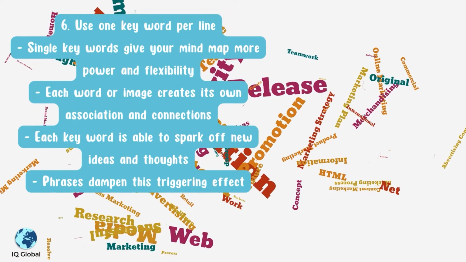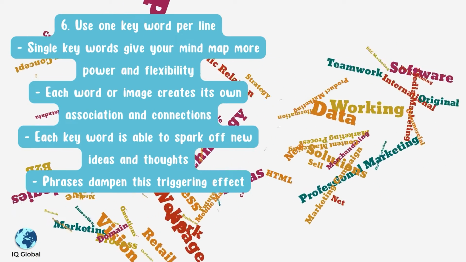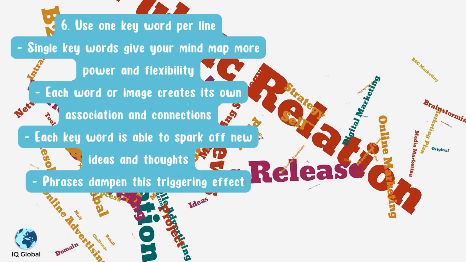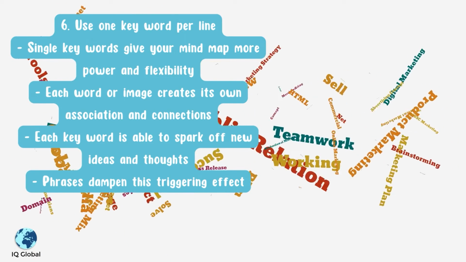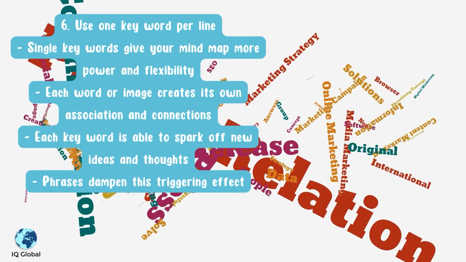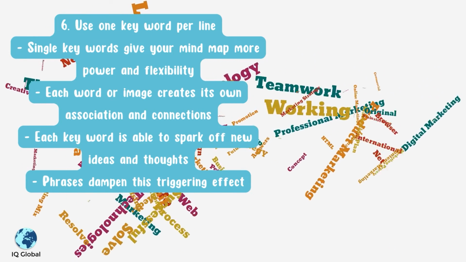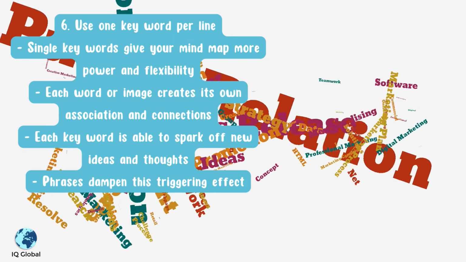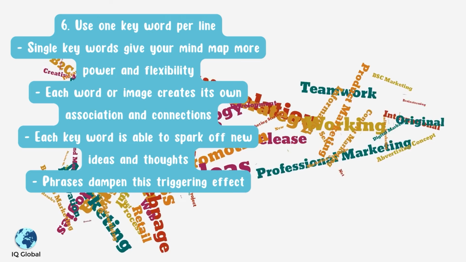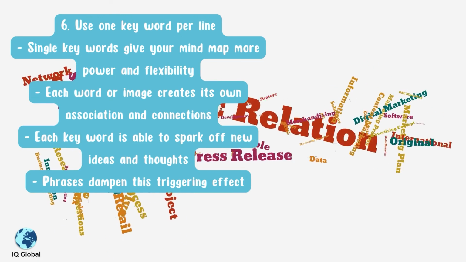6. Use one keyword per line. Single keywords give your mind map more power and flexibility. Each word or image creates its own association and connections. Each keyword is able to spark off new ideas and thoughts. Phrases dampen this triggering effect.